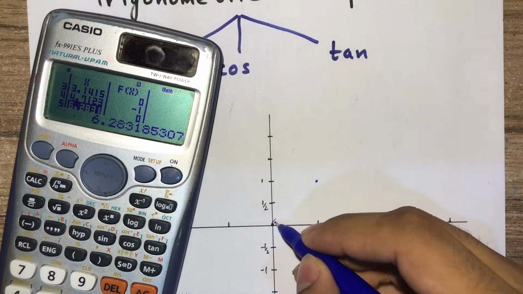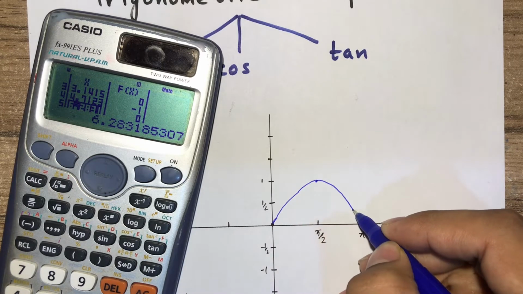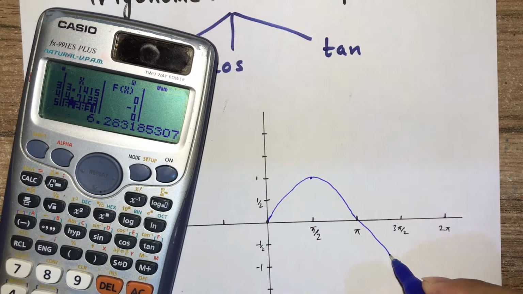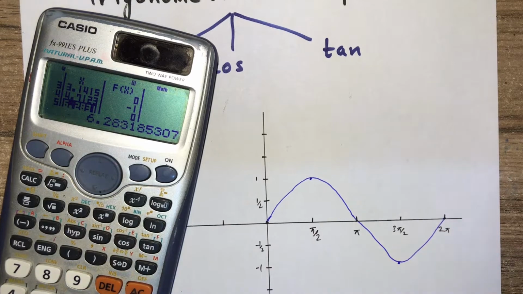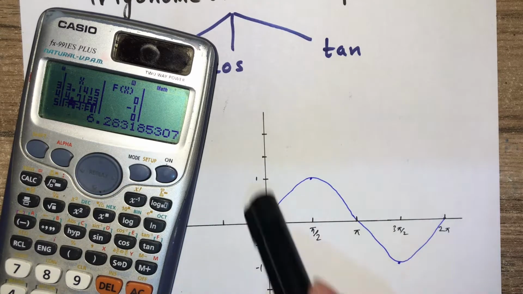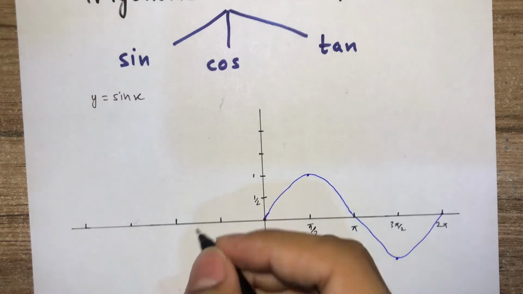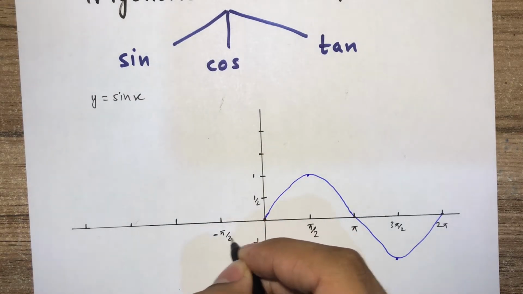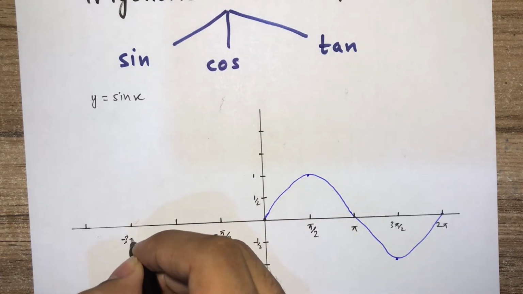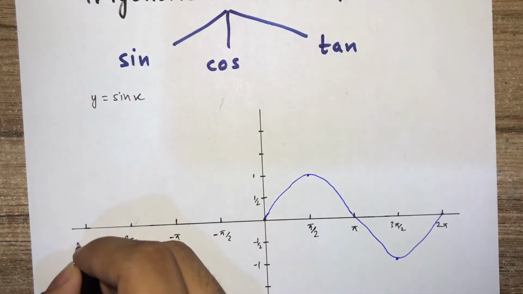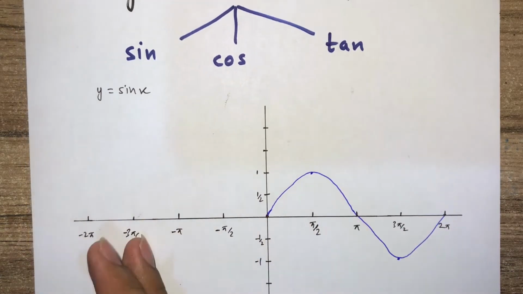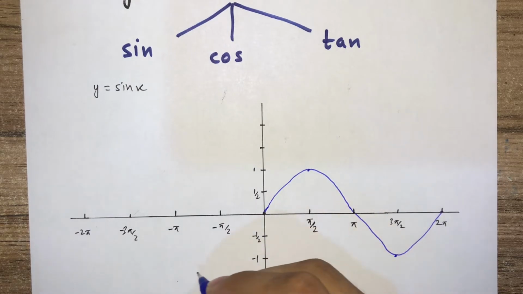Right? So this is just a rough sketch. This is the standard shape of a sine graph, and for this graph right now the domain is from 0 till 2 pi. If we extend the domain till, let's say, negative 2 pi, we'll have a reflection of this in the y-axis. Sorry, not a reflection of it. It will move like this, right?